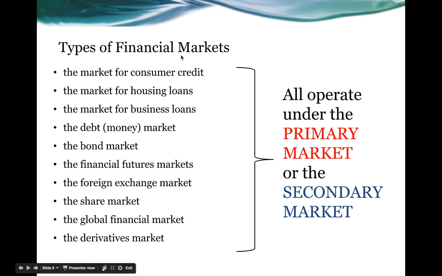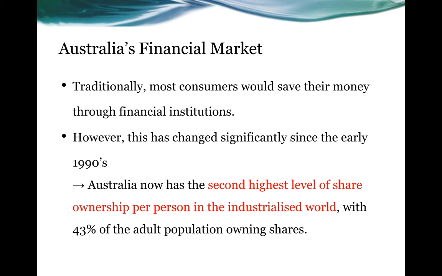All right, there are a heap of financial markets. I'm not going to read through them all, but you can see there is not just one type of financial market, as in the flow of funds. It can be through business loans, the share market, exchange rates, derivatives. And these all operate under either the primary or the secondary market. So let's have a look at these.